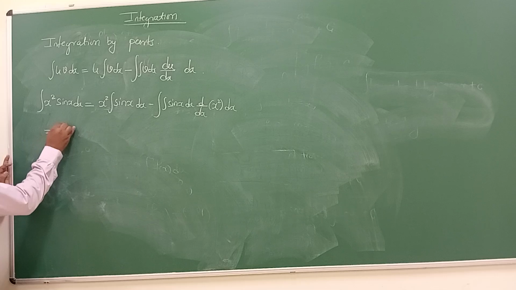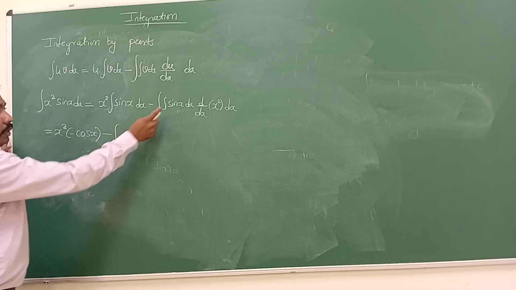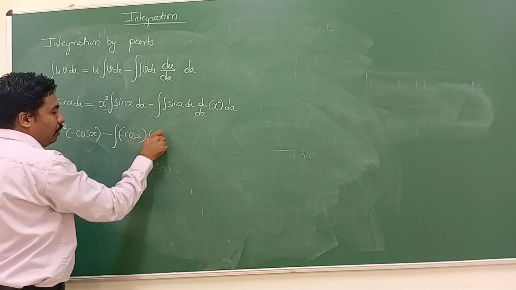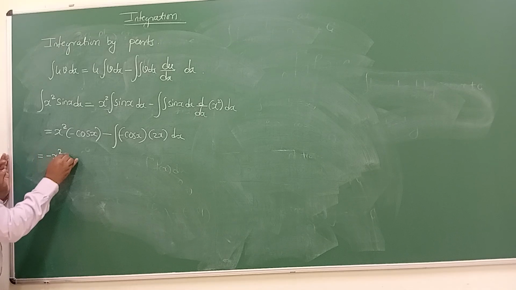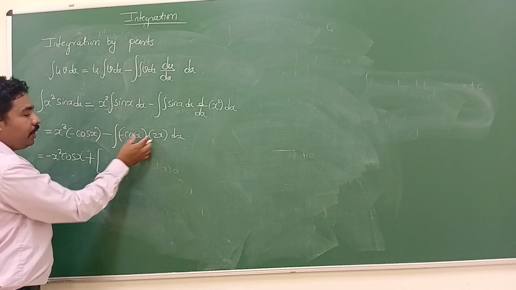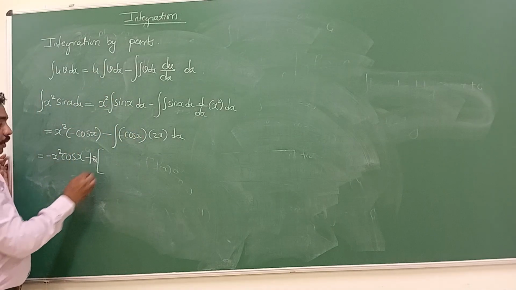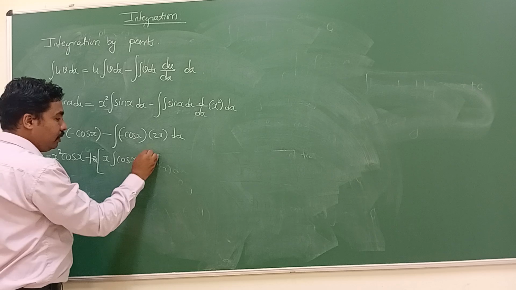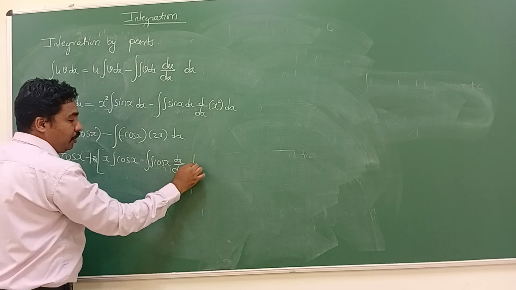Now this is x square, integration of sin x will be minus cos x, minus integration of sin x, which is minus cos x, times derivative of x square, which is 2x, into dx. Now you see here it becomes minus x square cos x, minus into minus plus. So again here we have 2x into cos x. For this we have to repeat this method, that is 2 constant outside, x integral of cos x minus integral of cos x into dx by dx into dx.